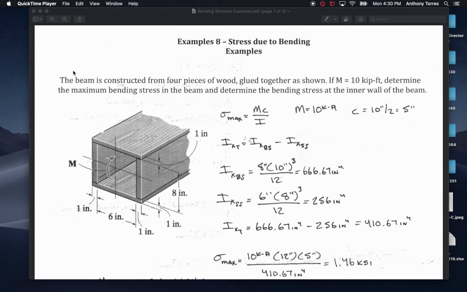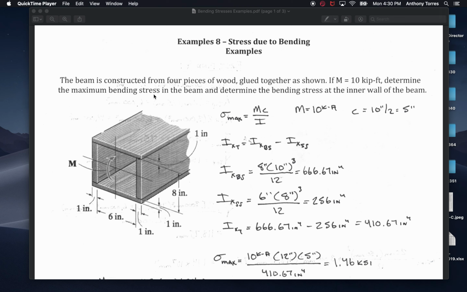The first one says that there's a beam that's constructed from 4 pieces of wood. They're all glued together as shown. So it's like this little square here. It's a square beam. It's hollow. The maximum moment is equal to 10 kip feet. So I gave that to you, so you don't have to do a shear moment diagram.